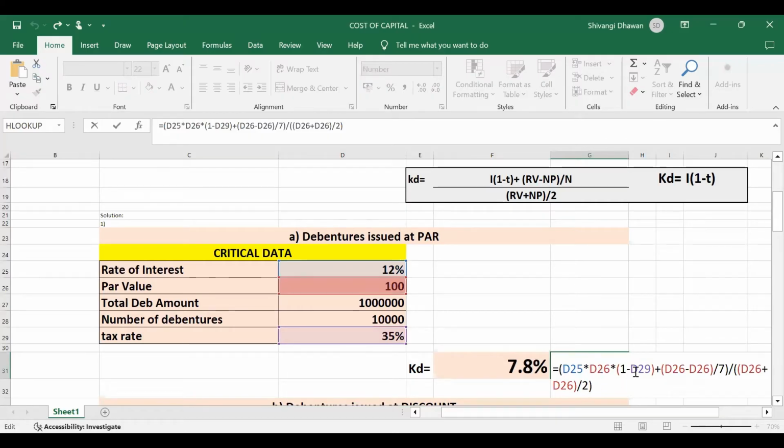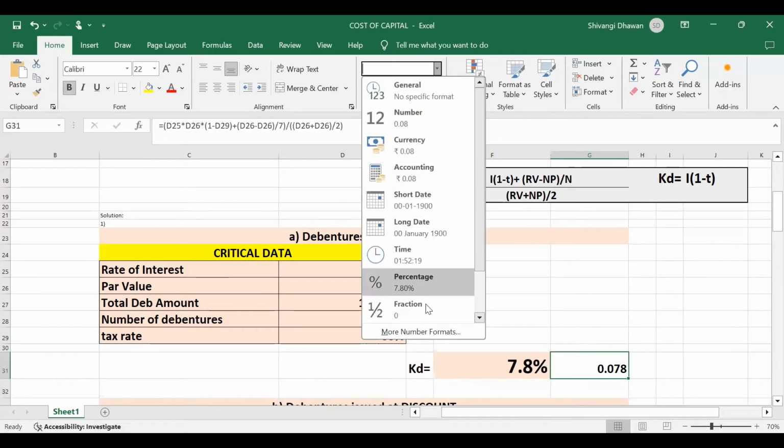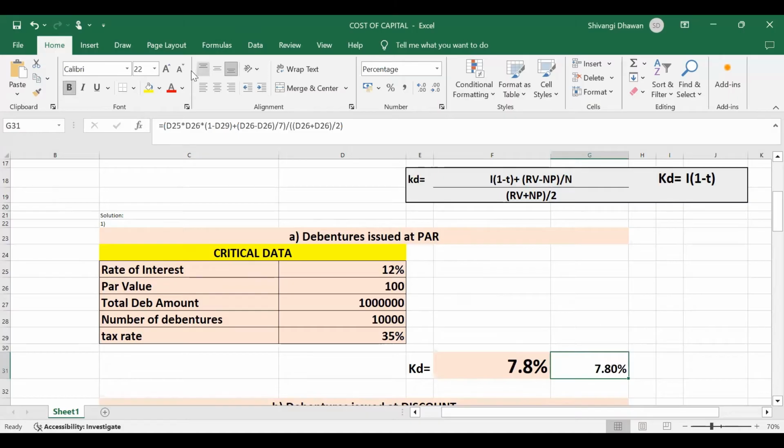Here you can see that the first term explains the interest amount. This explains the 1 minus t. This explains the RV minus NP divided by N. And this explains the RV plus NP divided by 2. Just be careful with the brackets, and when you enter, you will get the same answer. You can convert this into percentage terms if you want. So here you will get 7.8% as your answer. We are getting the same answer with both formulas, so your choice what you need to do.